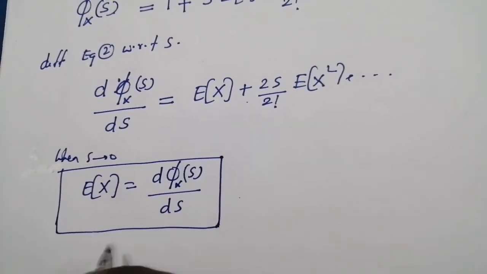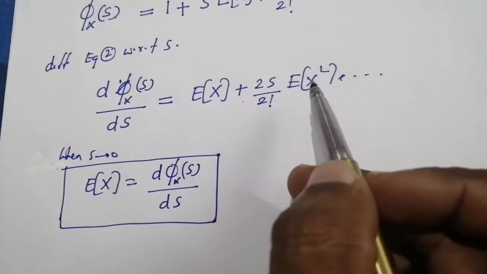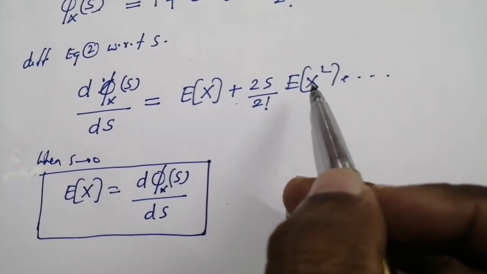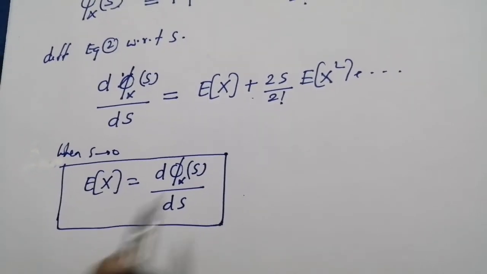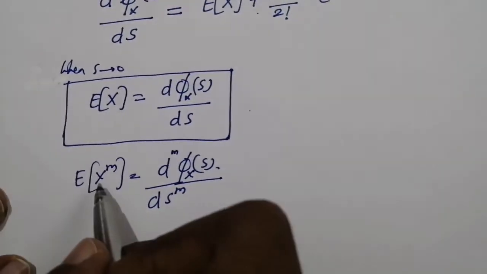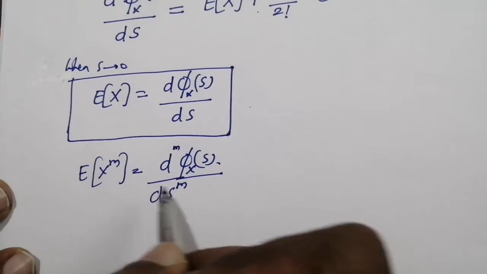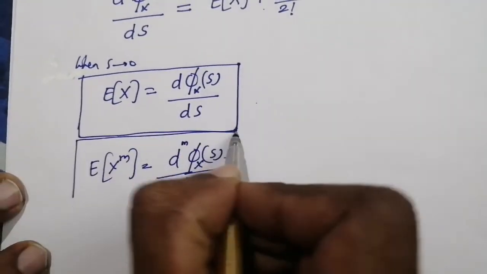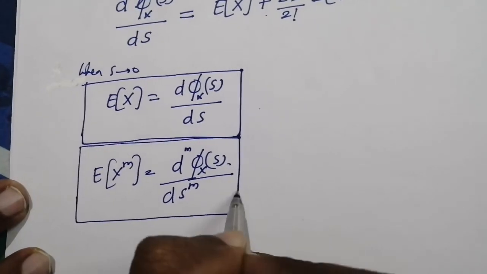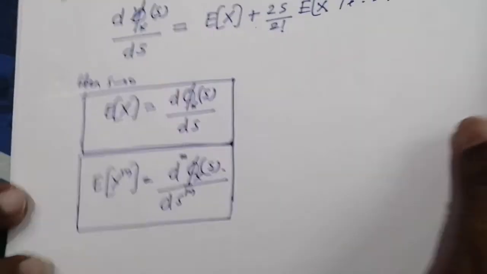Similarly, the second moment is obtained by differentiating the moment generating function two times. So, generally, the expectation of x raised to m is d raised to m by ds raised to m of phi x of s, evaluated at s equal to 0.